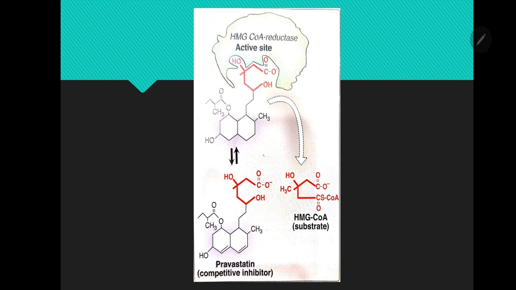Anyhow, the statin drugs are an example of competitive inhibitors, and this diagram explains it very nicely. When I was telling you about the lipid profile, I told you about the cholesterol, triglyceride, HDL, LDL. When the level of cholesterol increases, then drugs are used. They are known as the statin drugs, and they inhibit the rate-limiting step in cholesterol biosynthesis.